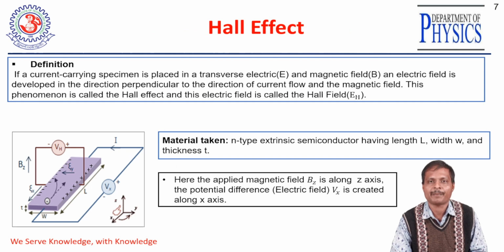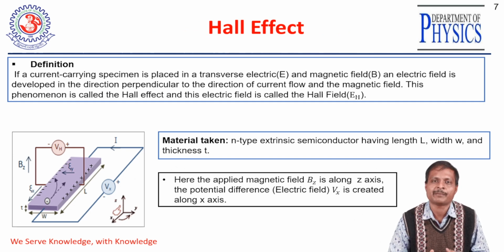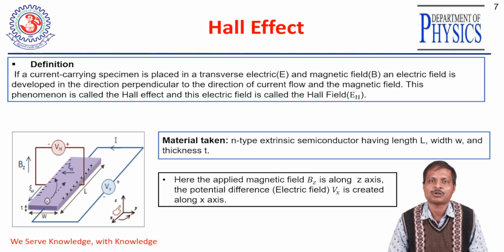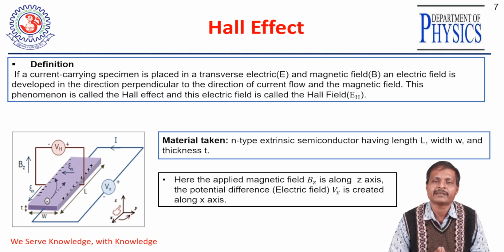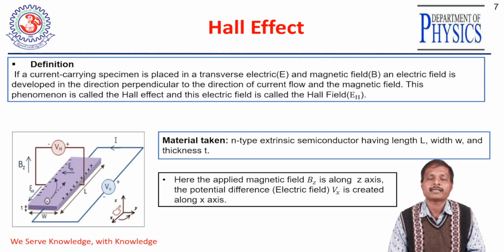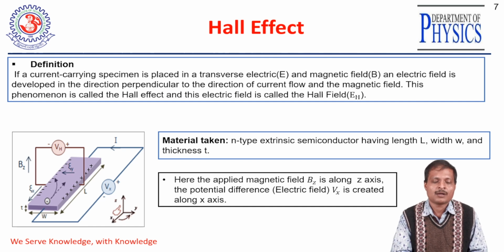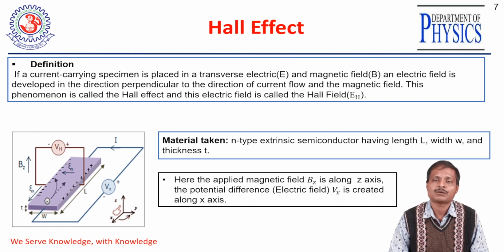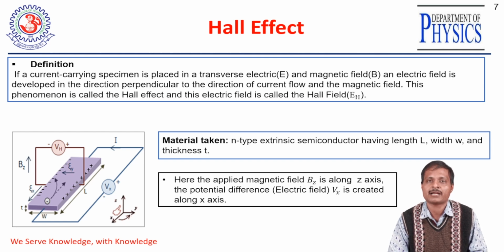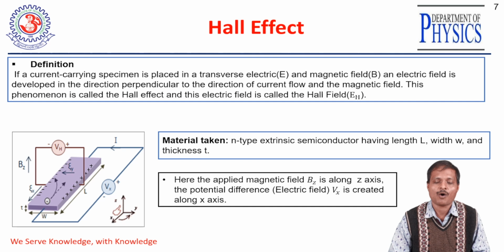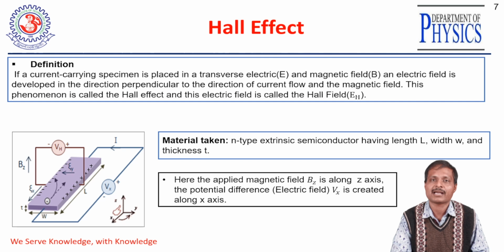Now, what is the Hall effect? If somebody has given you a semiconductor specimen and you don't know whether it is N-type or P-type, how can you experimentally determine that? You can determine it from the Hall effect. What is the definition of the Hall effect? If a current-carrying specimen is placed in a magnetic field perpendicular to the direction of current flow, an electric field is developed in the direction perpendicular to both the current flow and the magnetic field. That is called the Hall effect. This phenomenon was first discovered by Hall, which is why it is called the Hall effect.